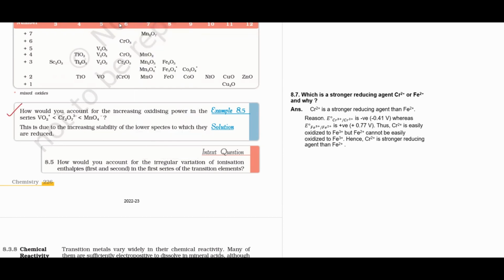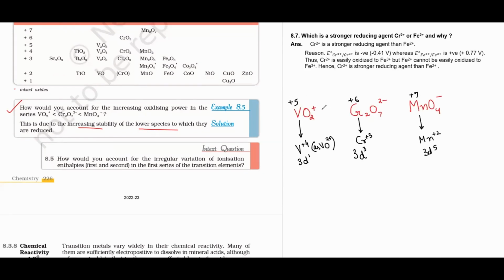How would you account for the increasing oxidizing power in these? This is again due to increasing stability of the lower species to which these are reduced. So if we look at the species to which these convert, VO2+ converts from +5 to +4 oxidation state in the form of this ion, VO2+.